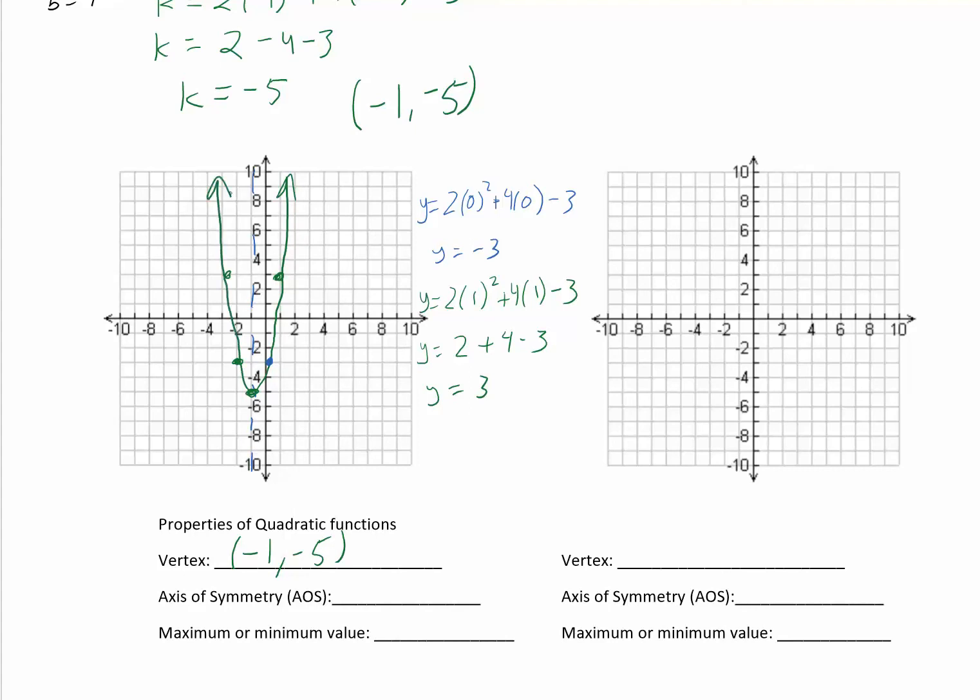Okay, so now I can go ahead and write the equation of my axis of symmetry. Since it cuts through the x-axis, it is a vertical line going through the x-axis at -1. So my axis of symmetry is x equals -1. And since my vertex is here at the bottom, it's the lowest point on my parabola, we say it's called a minimum value.